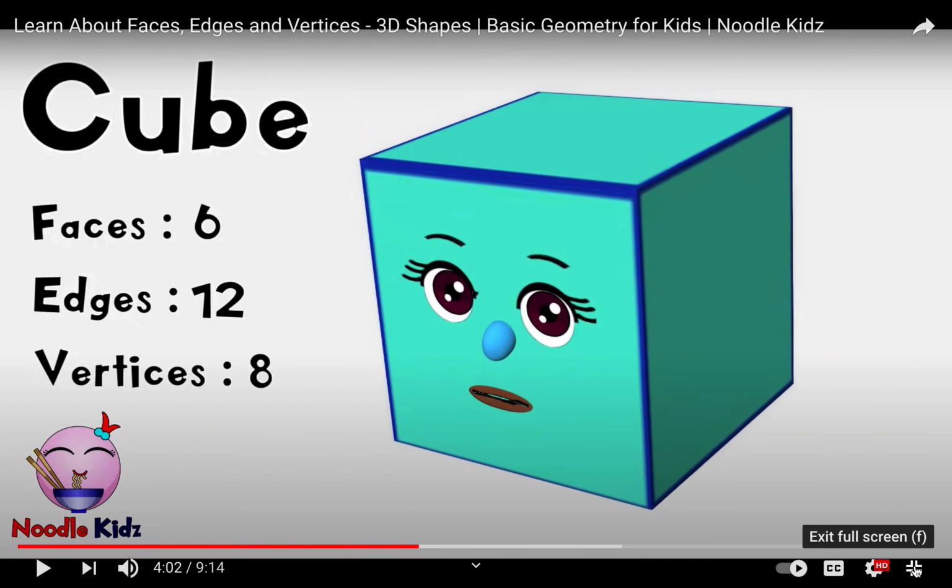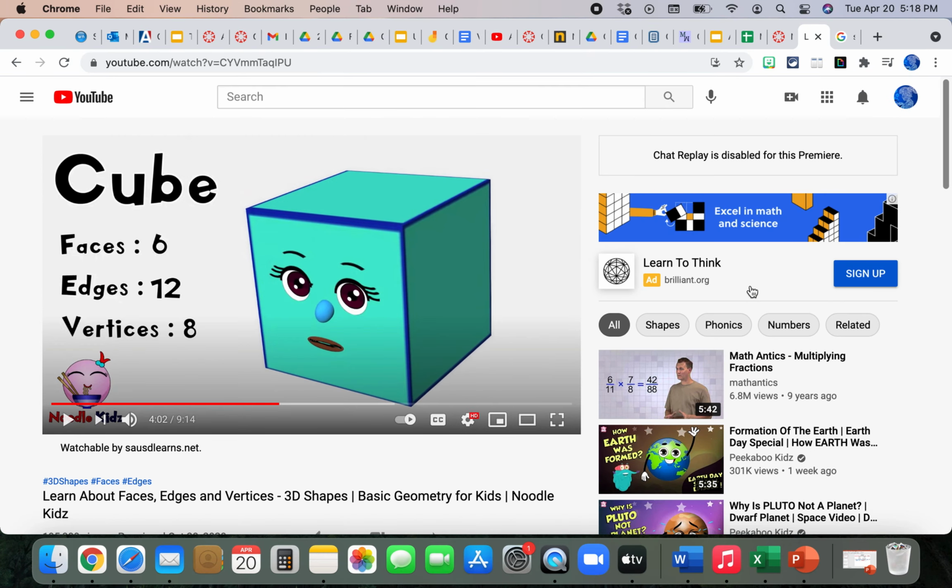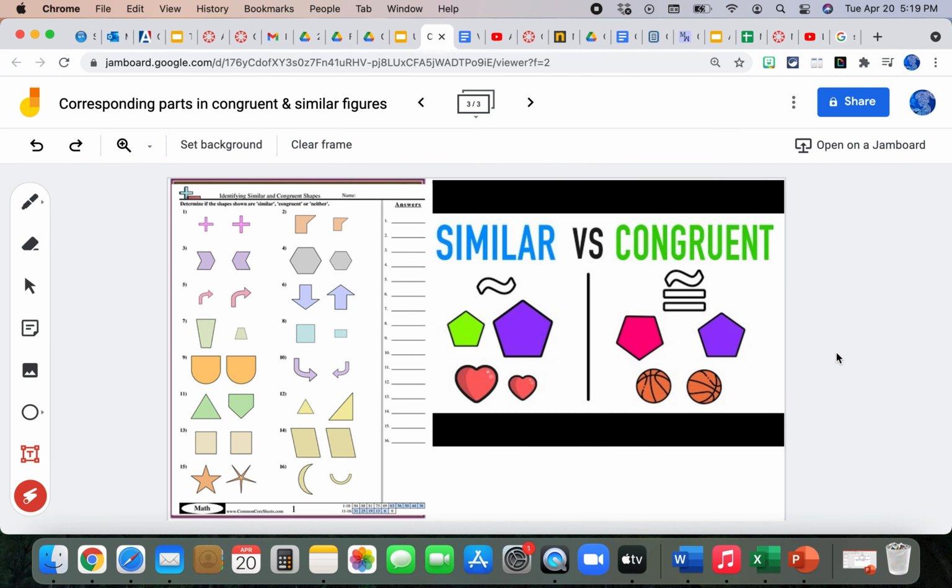Okay, we will stop it right here and return to it when we learn about three-dimensional shapes. At this time, we are going to move on to the lesson that we have for you today. First of all, I want to go over the word similars and congruence.